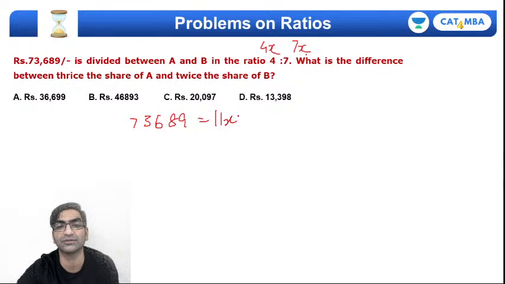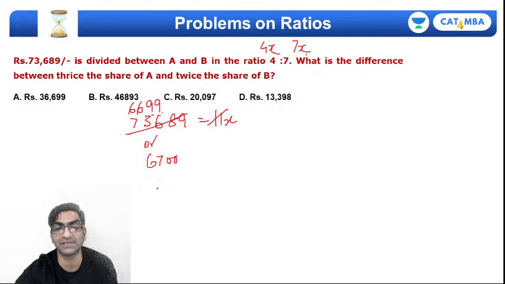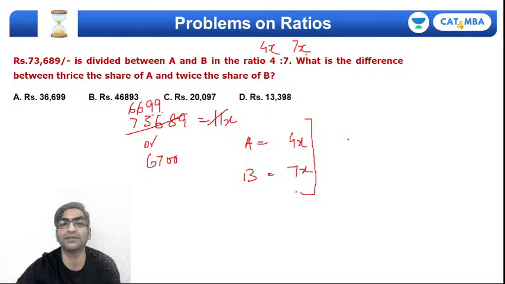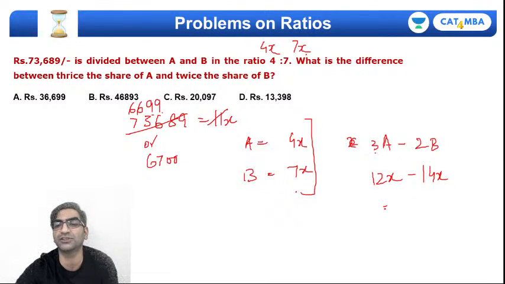This should be 11x, which means let's divide. 11 6s are 66, 76, 11 6s are 66 again, 108, 11 9s are 99, 9 left, 11 9s are 99. So I'm approximately considering this as 6700, which means A gets 4 times this. A gets 4x, B gets 7x, right? But you don't calculate at this stage. We want the difference between 3A and 2B, right? So you want 3A minus 2B, 3 times 4x is 12x, 2 times 7x is 14x. So clearly the difference is going to be negative 2x.